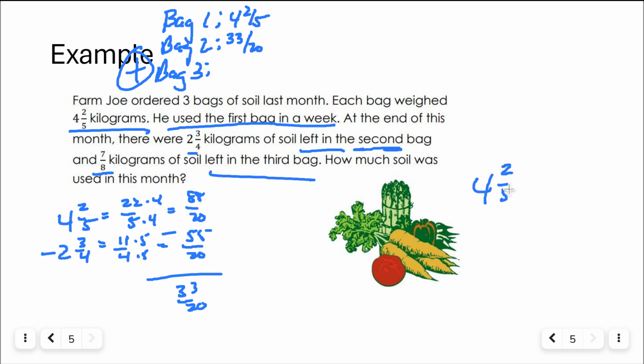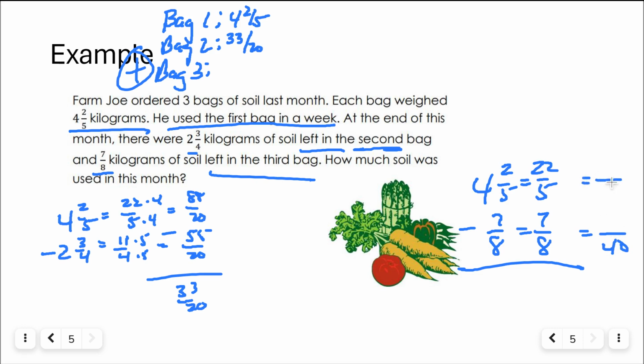So 4 2/5 minus 7/8. Okay, so the second fraction is not a mixed number, so I'm just going to leave it as 7/8. I'll make this fraction an improper fraction. That's 22/5. And then 40 would be the common denominator. So I got to multiply this one by 5 and the other one by 8. So that's 35 there. I'm subtracting these. 22 times 8 is 176. 176 minus 35 is 141/40.